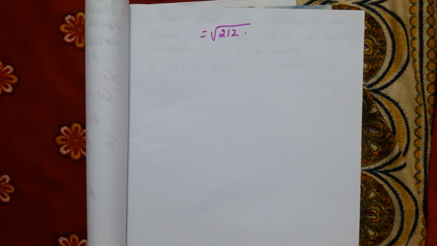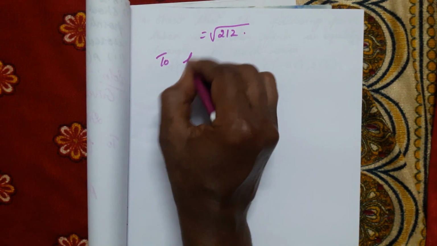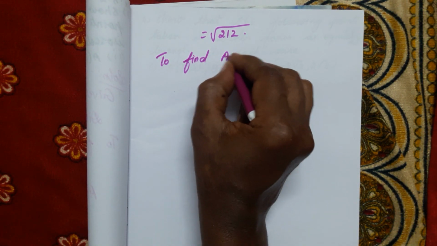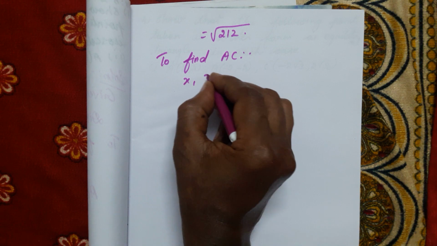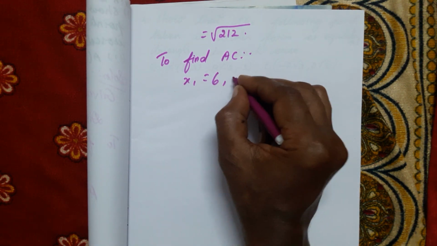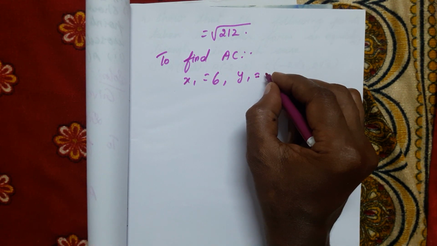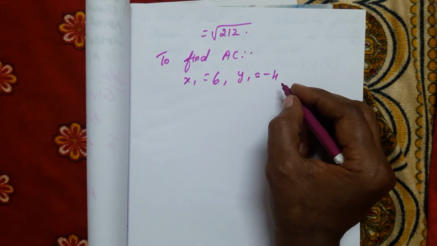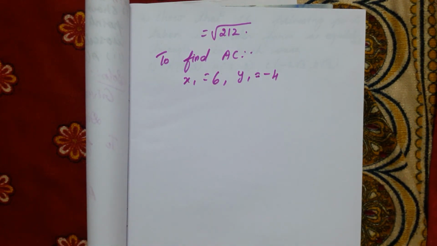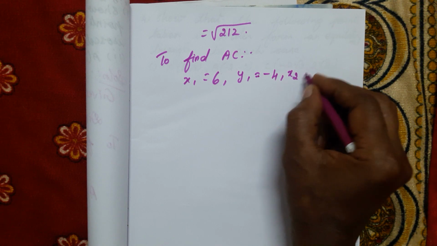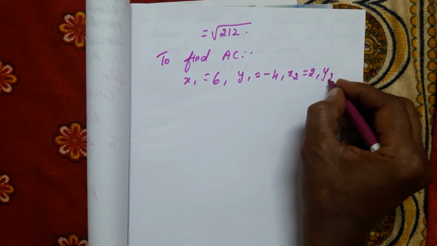AB we have already found out, BC also found out. Then what do we have to find out? Yeah, AC we want to find out. To find AC, A point is x1, y1, that is 6, -4. x1 is equal to 6, y1 is equal to -4. Next, x2 is equal to 2, y2 is equal to 10.